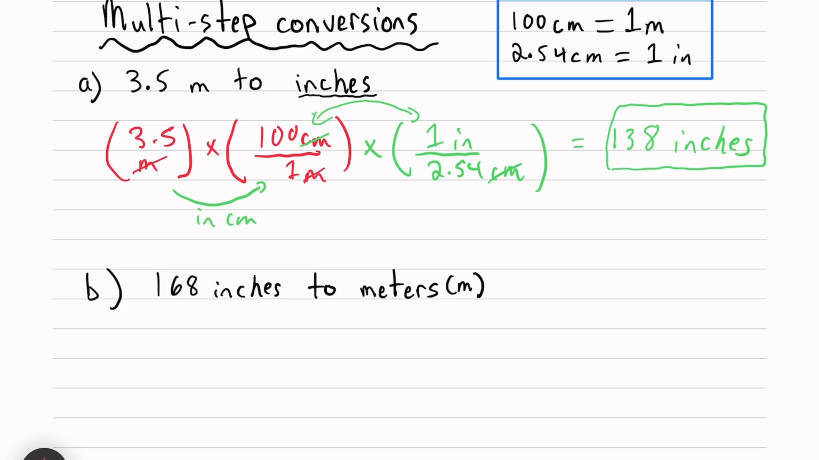So here we're going to go from inches to meters, so backwards, and we're going to use the same units that are given, and it's going to look like this. That the original given is 168 inches. We're going to convert this to centimeters by multiplying that there are 2.54 centimeters per 1 inch. And that would have our inches cancel out.